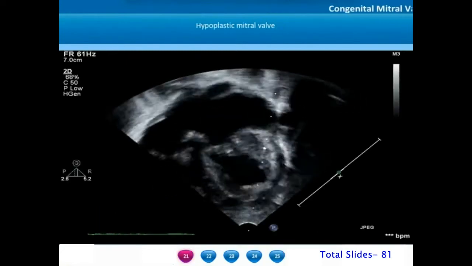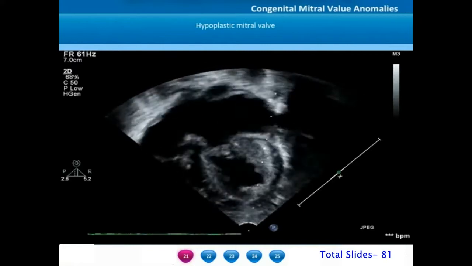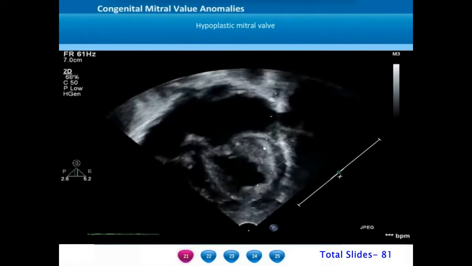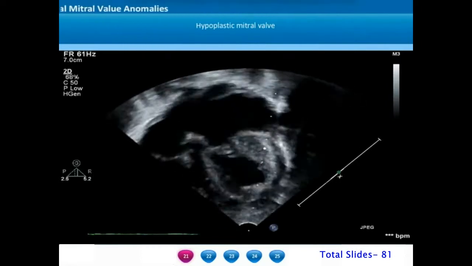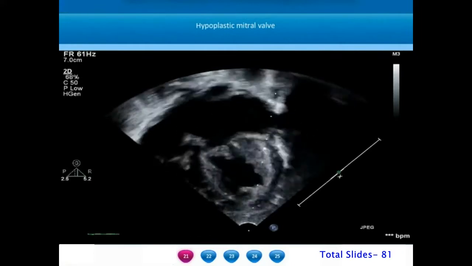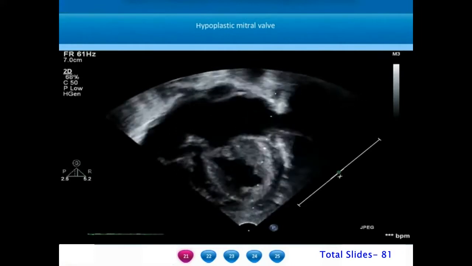Some of the mitral valves may be hypoplastic and dysplastic. We can appreciate in this patient a hugely dilated left atrium indicating the mitral inflow obstruction. We can see a thick, dysplastic, less mobile mitral valve apparatus.